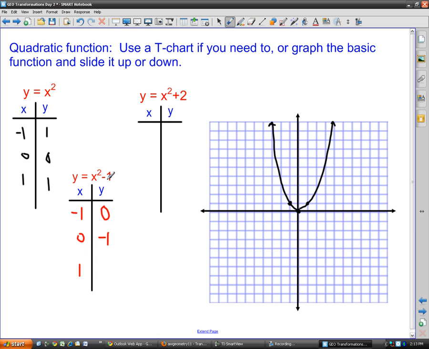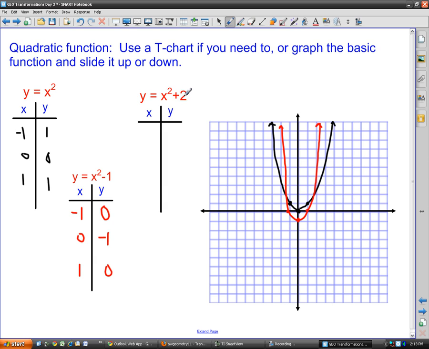So you could probably guess that I'm going to end up with basically the same parabola. It's just been shifted down, in this case 1 unit. So I end up with a parabola that looks something like, oops, I kind of messed it up, but it looks something like that. So finally, what do you think is going to happen to my parabola here?